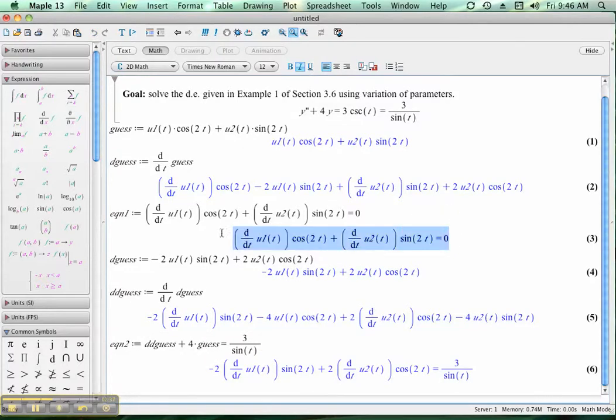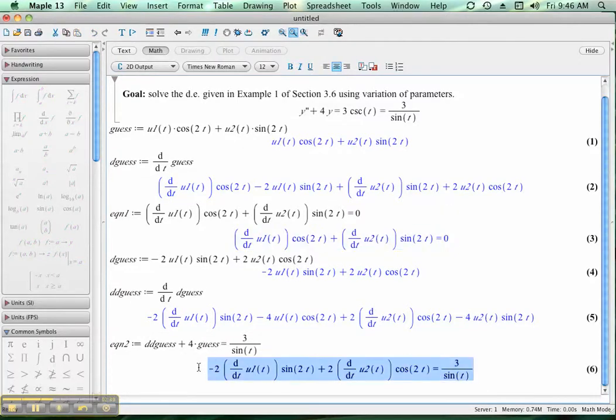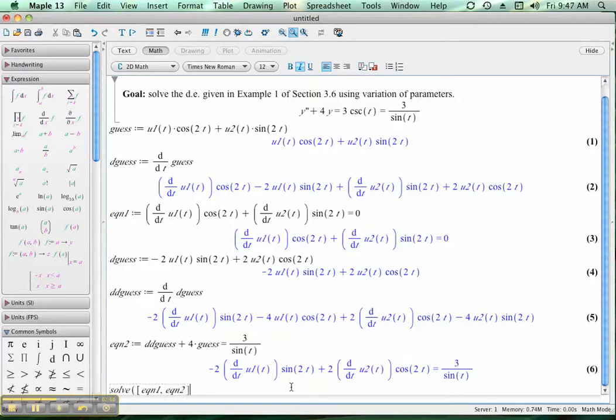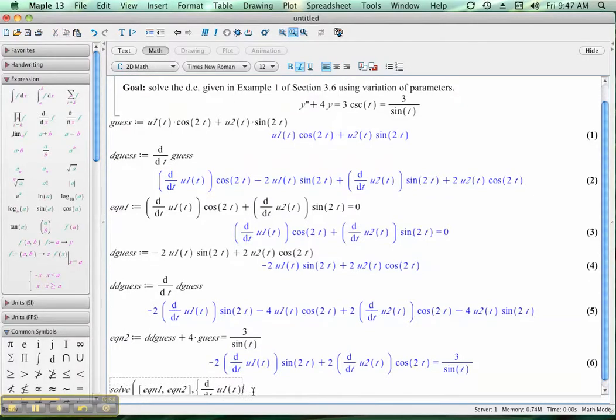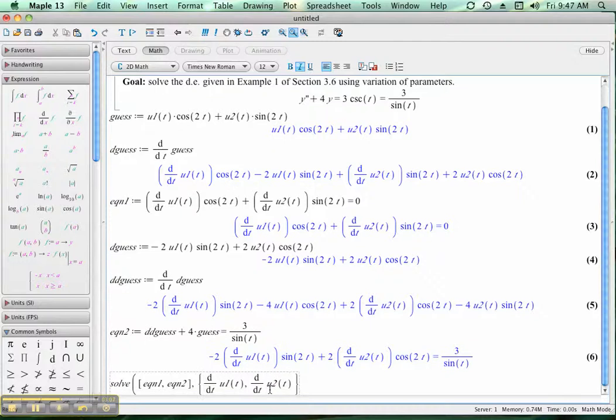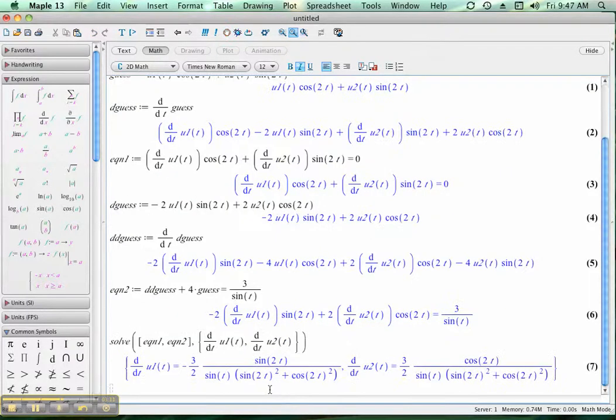Great. Please note, I have equation 1 and equation 2 that both talk about the derivative of u1 and u2. So I'm going to treat these like a system of equations and ask Maple to solve them. Please note that what I'm solving for here is the derivative of u1 and u2. I know this is kind of hidden right now, but just give me a second and this will show up. Go Maple, go. Wonderful. Simplify that. That's kind of nasty looking.